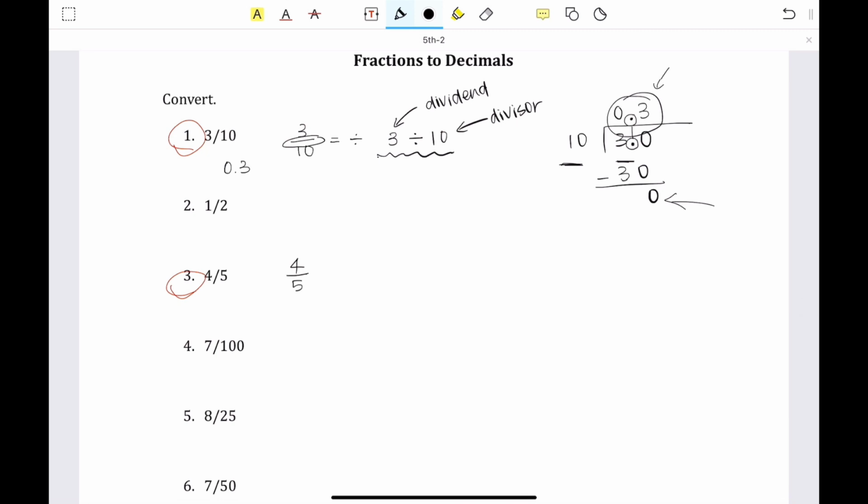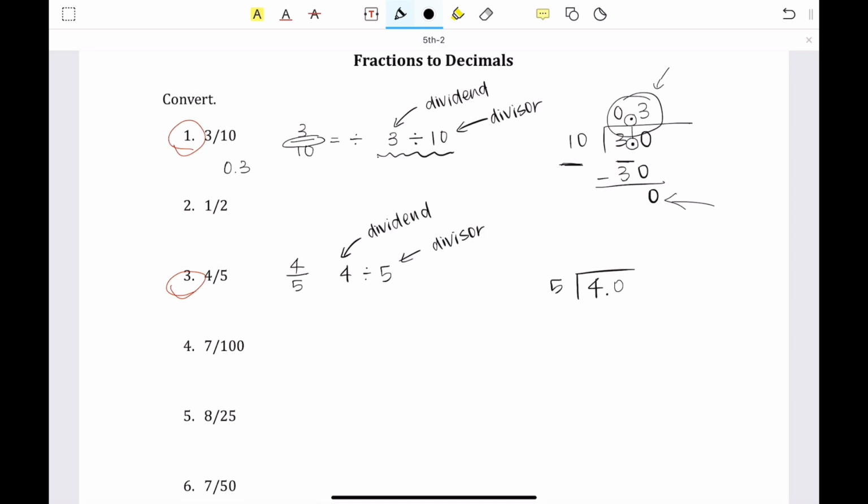Now 4 over 5, as I've said, is the same thing as 4 divided by 5. And this becomes your dividend, and 5 is your divisor. Now same format, your dividend goes inside the division sign, and your divisor goes on the outside. So once you see that your divisor is greater than your dividend, you already know that you're trying to create a decimal. And since 5 does not go into 4 at all, you're going to add a decimal point and 0 after the 4.